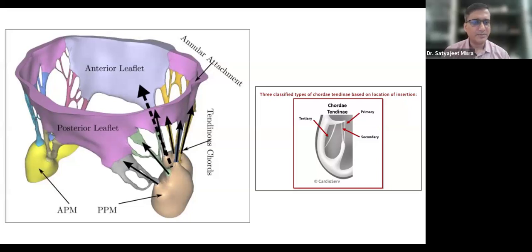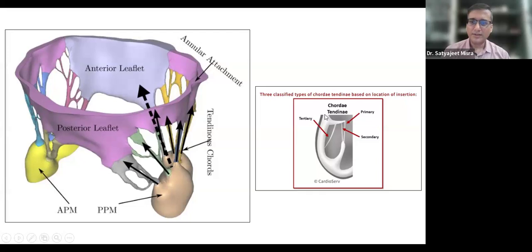Now, each of the papillary muscles gives chordae to both the leaflets. So the anterior papillary muscle gives chordae to both the anterior and the posterior leaflet, and the posterior papillary muscle also gives chordae tendineae to both the anterior as well as the posterior mitral leaflet.